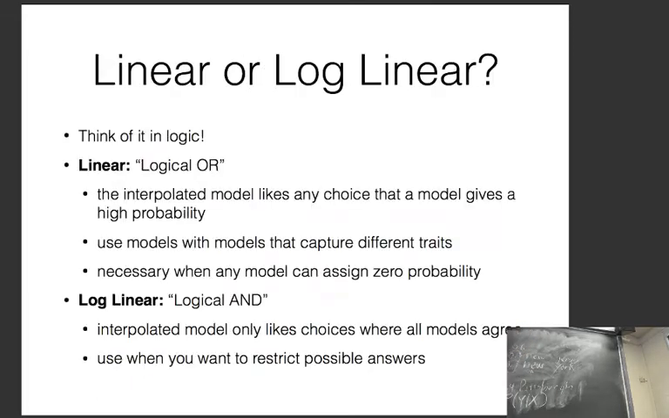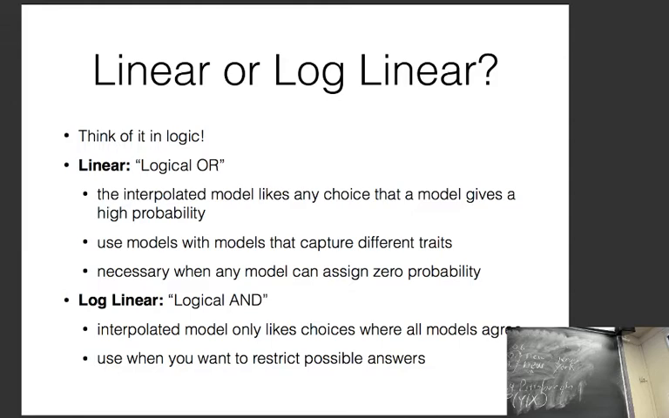So let me explain this in a little bit more detail. Let's say you have a model 2 that basically gives you a probability of 0 over this particular choice. After you take the log, this becomes negative infinity, right? So negative infinity plus anything becomes negative infinity. And because of that, the probability of this becomes 0. On the other hand, in linear interpolation, this would still be 0.2. It's a relatively high value.